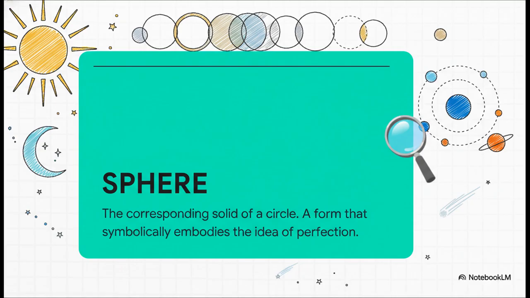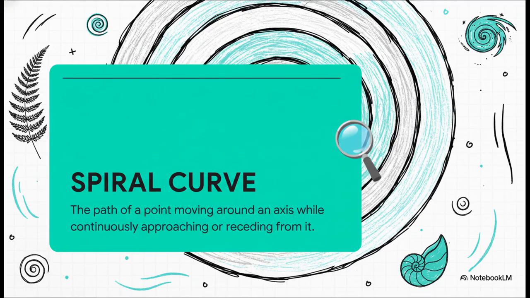Okay, our final shape isn't static at all. In fact, it's pure energy in motion, the spiral. This is the shape of growth, of evolution. And you can see it absolutely everywhere in nature, from the way a little fern unfurls, to the structure of a seashell, all the way up to the magnificent swirling arms of a galaxy. It's like the visual signature of life's dynamic energy.